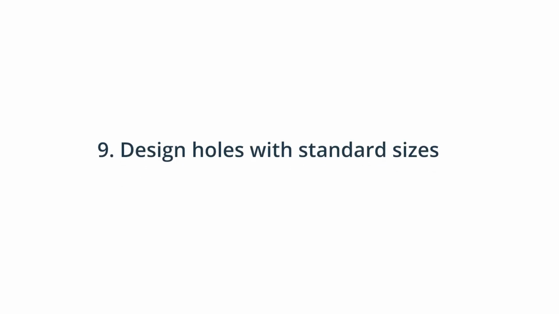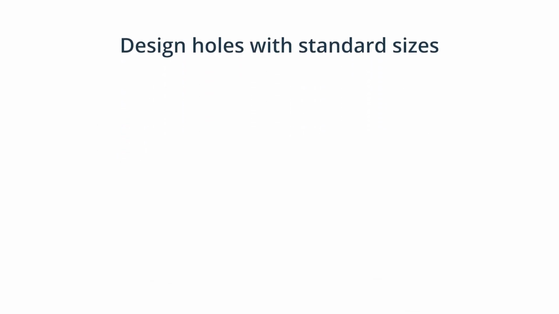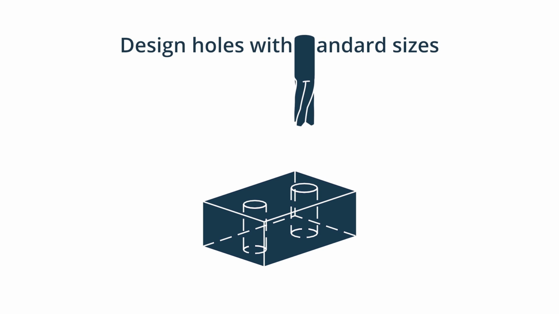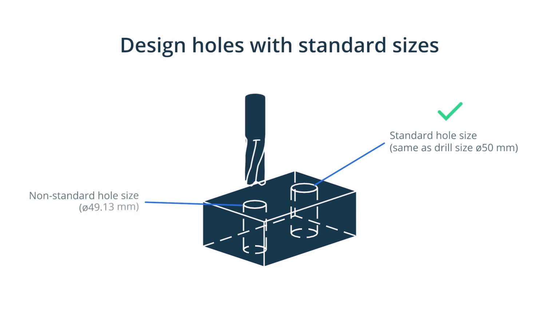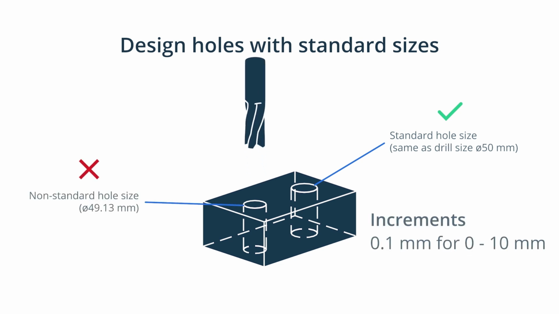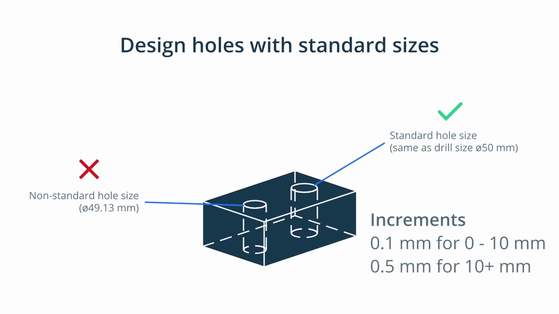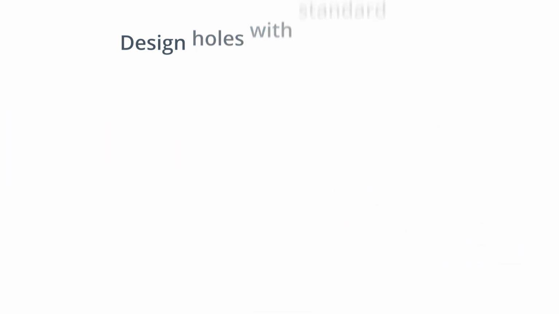9. Design holes with standard sizes. Holes are machined quickly and accurately when standard drill bits are used. This means you won't need end mills or reamers to finish the hole size to a non-standard dimension. Usually, increments of 0.1 mm are used for holes up to 10 mm in diameter, and increments of 0.5 mm are used for larger holes. You should also limit the depth of holes to 4 times their diameter. It is possible to machine deeper holes, up to 10 times the diameter, but this will increase costs.